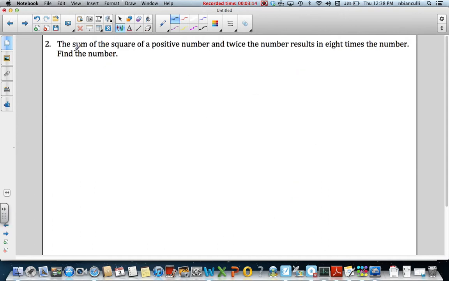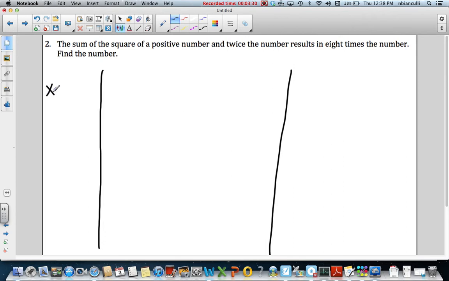One more word problem. Here are my columns. The sum of the square of a positive number and twice the number results in 8 times the number. And we're asking to find the number. So x is just the number. And we know it's positive again.